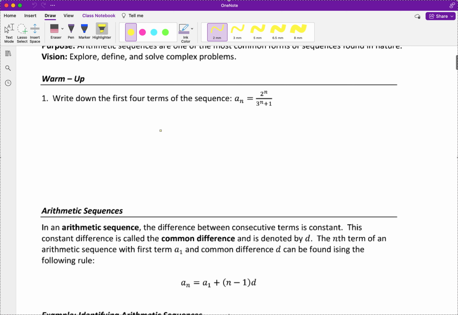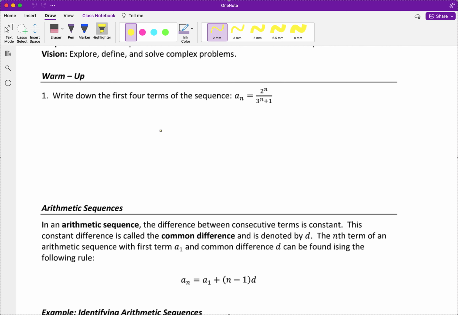So we're going to start off with just a warm-up. This is reminding us of what we did in the previous video. It asks us to write down the first 4 terms of the sequence, and here they gave us the rule. So a_n equals 2 to the n divided by 3 to the n plus 1. The first 4 terms is going to start off with a1, and remember that little subscript 1 is saying that n equals 1. So I do 2 to the first over 3 to the first plus 1, and I'm pretty sure that's going to be 2 over 4, aka 1/2.